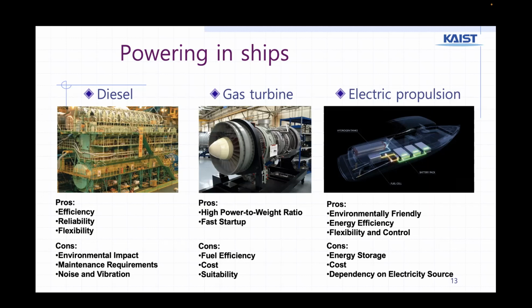And the last, the electric propulsion system has advantages in emissions and energy efficiency. However, the limitation in energy storage systems, like batteries, and the cost of the batteries or fuel cells is still high. And there are challenges in the sources of the electricity.